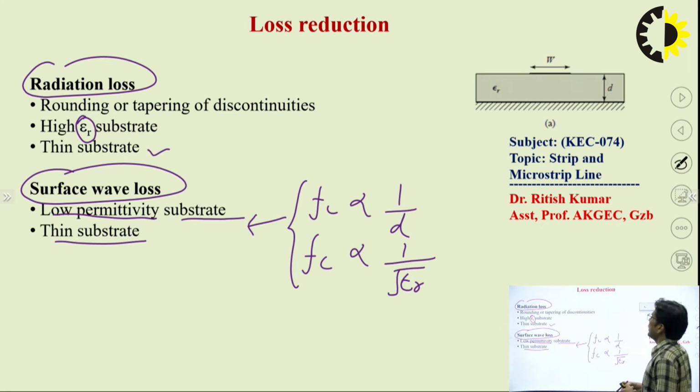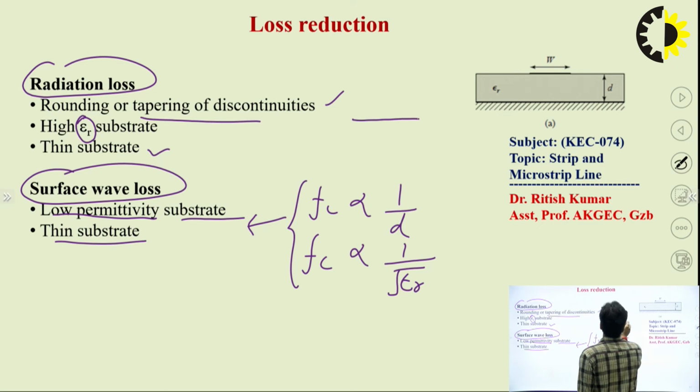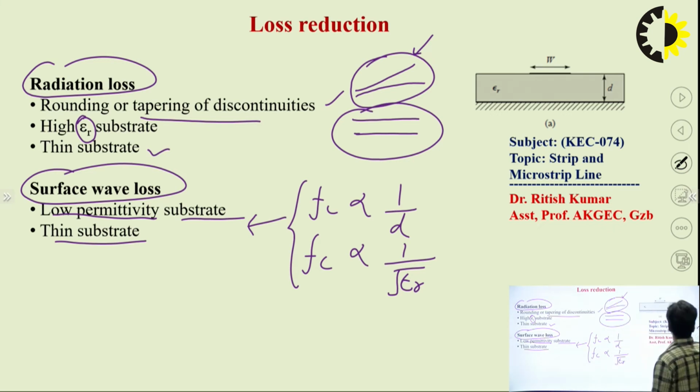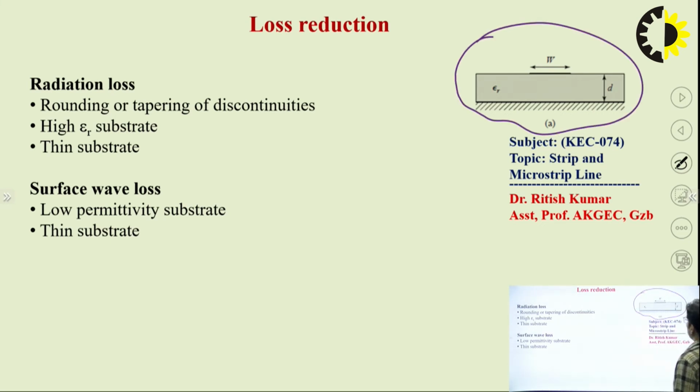And the first one is rounding or tapering of discontinuities as well. You can reduce the radiation loss by tapering the transmission line. That means this kind of transmission line has less radiation loss, and this kind of transmission line has more radiation loss. So this is all about the microstrip transmission line. This is the side view, front view of the transmission line.